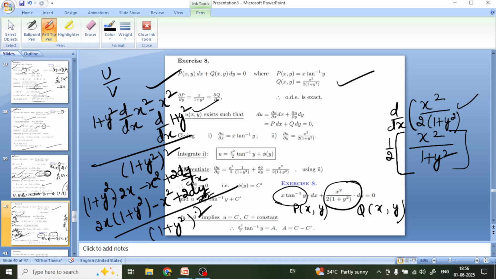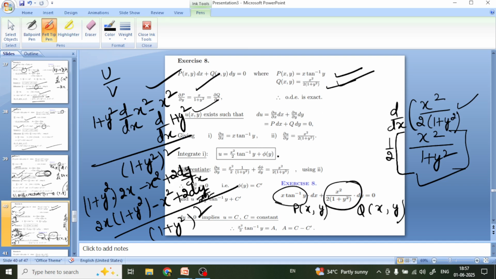This will be long, so you should keep in mind that when we find the derivative of x raised to power 2 over 1 plus y square, that should be equal to this x over 1 plus y square. And after that, this is your first equation, this is your second equation.